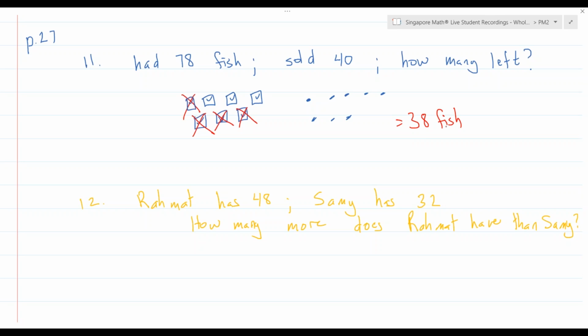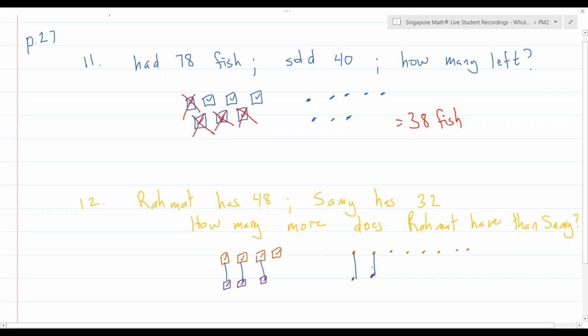The last one, number 12, says Ramad has 48 stickers. Sammy has 32 stickers. How many more stickers does Ramad have than Sammy? Notice if you draw 48 with 4 10s and 8 1s and 32 with 3 10s and 2 1s, you can solve this a couple of ways. You could match them up and say that after all of Sammy's have been matched with Ramad's, Ramad still has a 10 and 6 1s left over. Ramad has 16 more than Sammy.